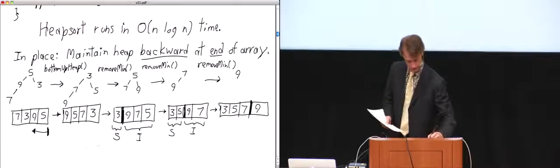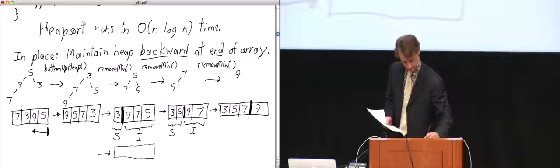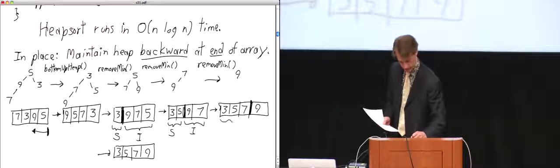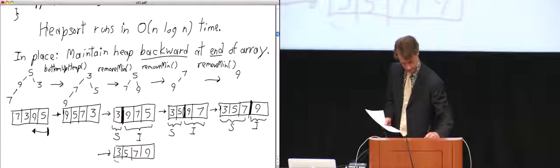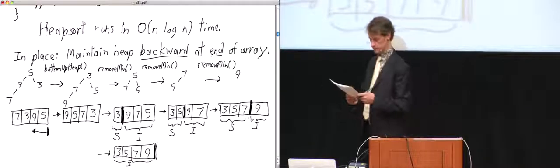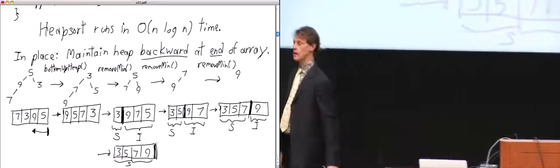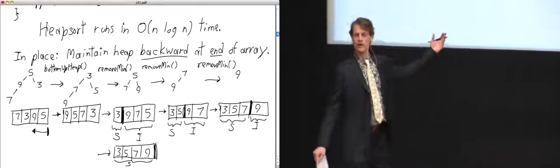Finally, we're going to remove the 9 and put it at the end of the array. And now the entire array is sorted. So that's heap sort. Any questions about that?